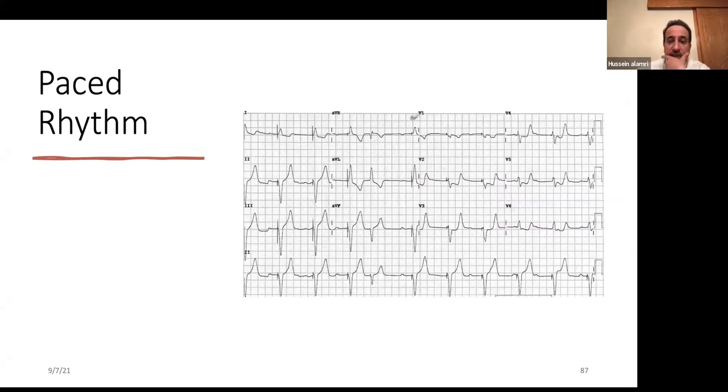Who wants to read this ECG? Yalla, the last one.